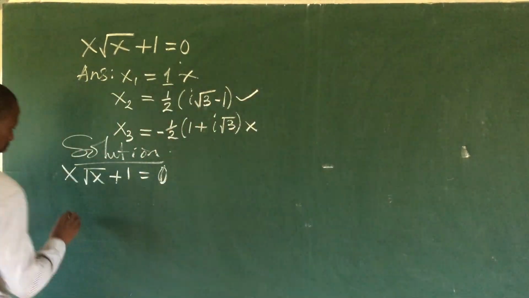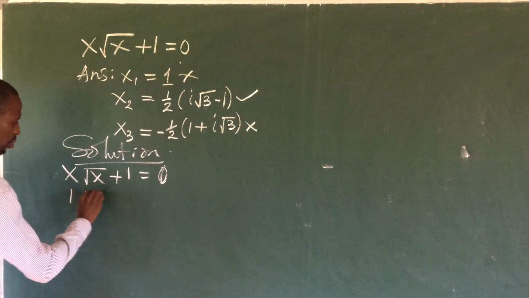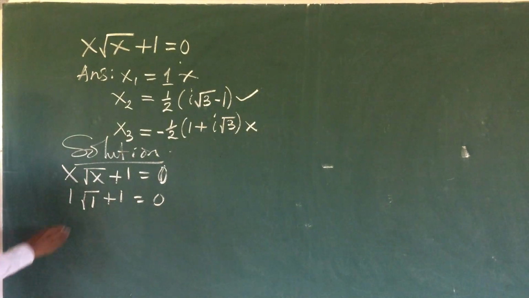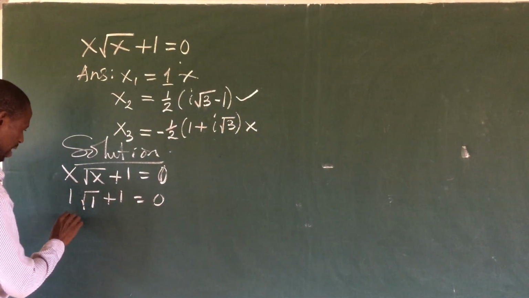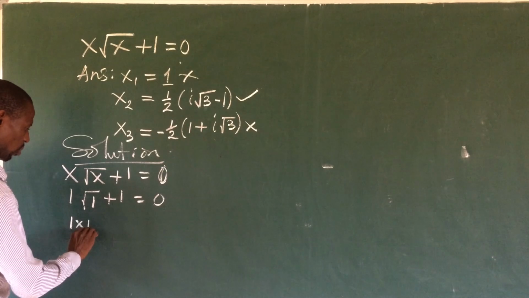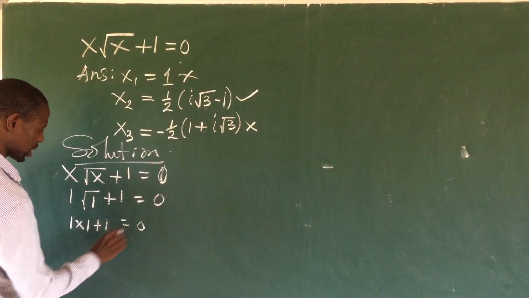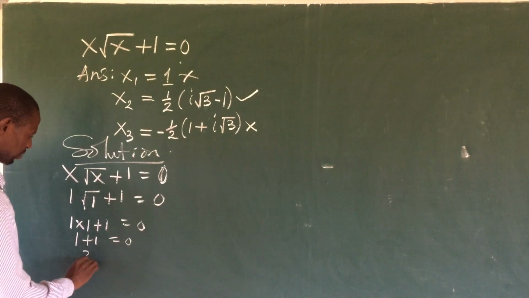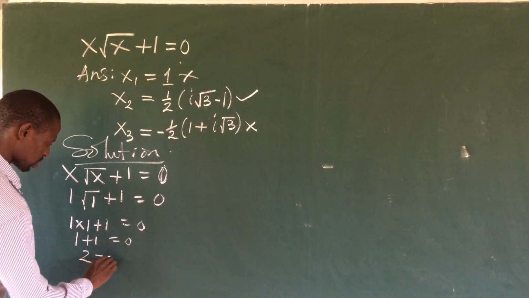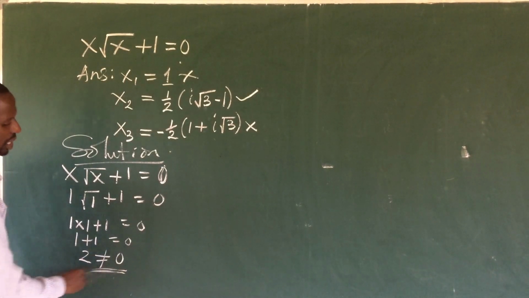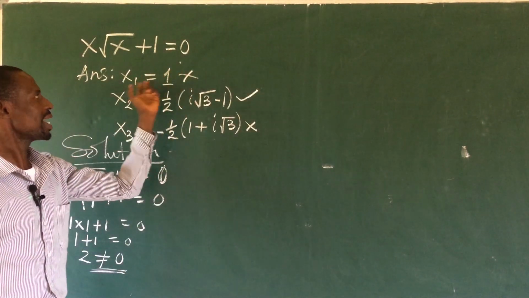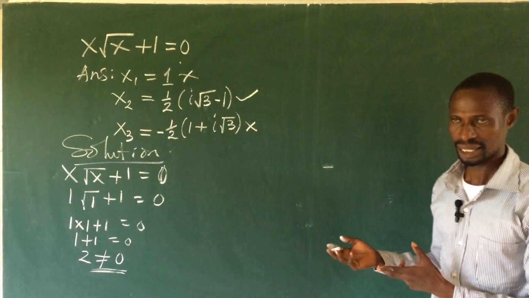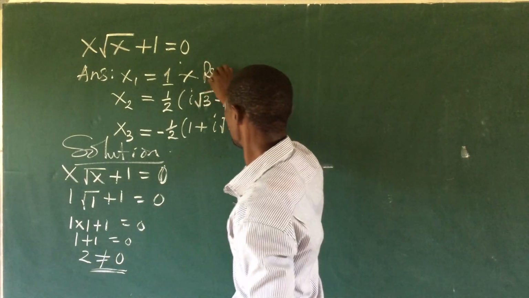And so the first one we're going to have here, 1 times the square root of 1, plus 1 equal to 0. The square root of 1 is 1. And so we have this to be 1 times 1 plus 1 equal to 0. So we have 1 plus 1 equal to 0. 1 plus 1 will give us 2. So 2 is not equal to 0. So this shows that the first root, x equal to 1, will not satisfy this equation. Hence, it is rejected. Okay, so we reject this root here.